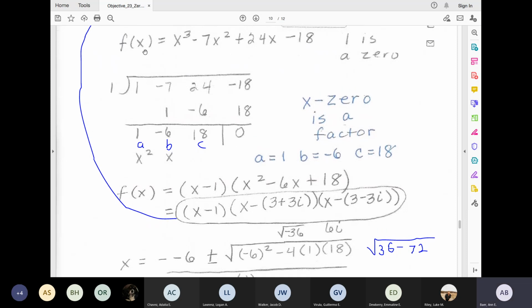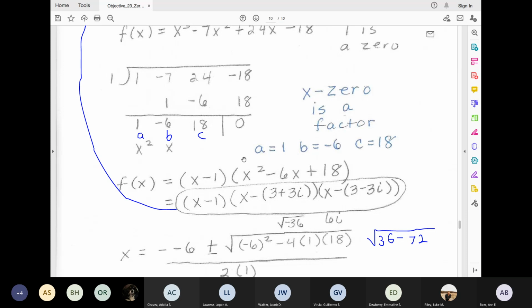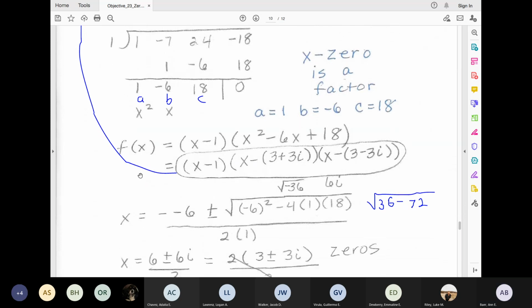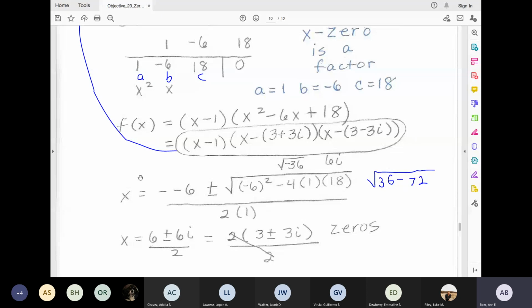I could also take the polynomial, just to make sure you understand, and write it as x minus the 0, 1, times this quadratic factor. It would be 1 times x squared, which is x squared, minus 6x plus 18. And it's this factor that we want to use, set it equal to 0, and then use the quadratic formula.